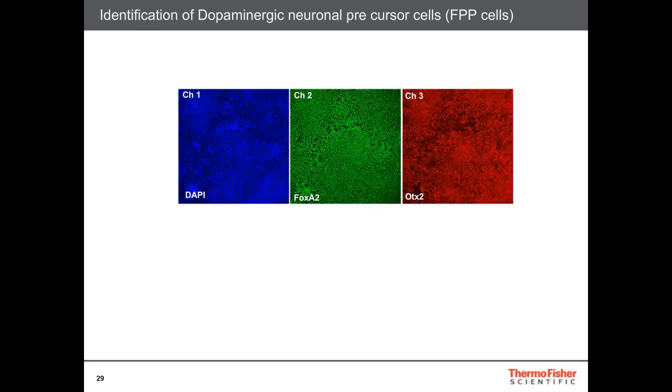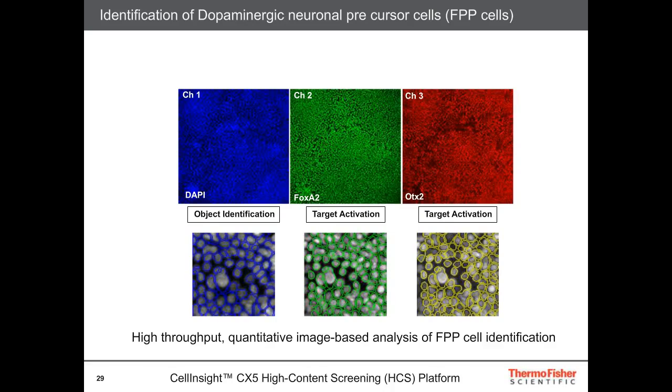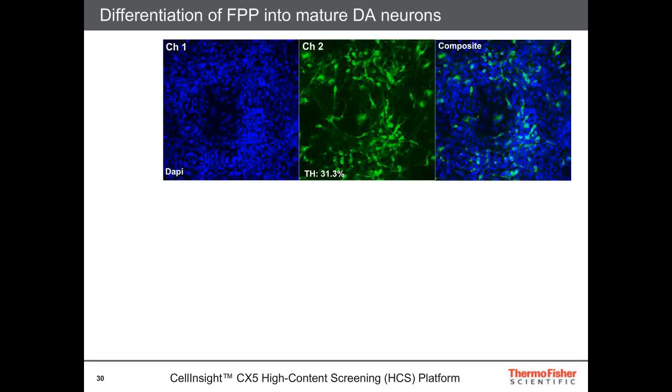What we can do is look for markers that these fluorescent progenitor cells have been formed. The presence of FOXA2 and OTX2 tells us that we have these fluorescent progenitors. We use the segmentation and target activation module to tell us that these molecules are present. That way we can segment and say how many of our human pluripotent stem cells have transferred into this intermediate state. From there, we mature them into mature dopaminergic neurons, and using TH, which is tyrosine hydroxylase, as a marker of mature dopaminergic neurons, we're able to read out how successful this protocol is.